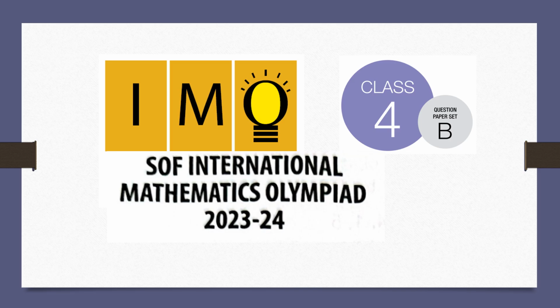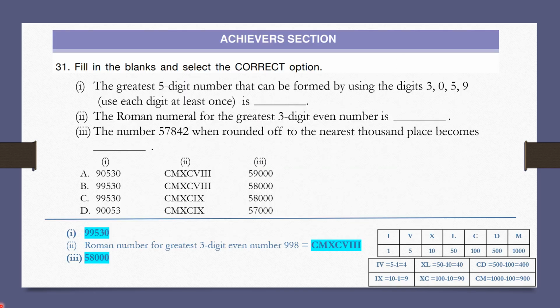Now let's solve the Achiever section questions for set B. Now we are in the Achievers section. Question number 31. Fill in the blanks and select the correct option. First, the greatest 5-digit number that can be formed by using the digits 3, 0, 5, 9, using each digit at least once. So here 4 digits are given. We have to make a 5-digit greatest number. So we can use 9 two times. So 99530 will be the greatest 5-digit number using all the digits.